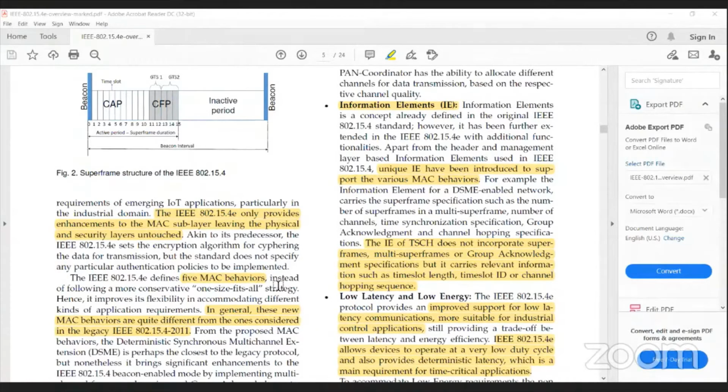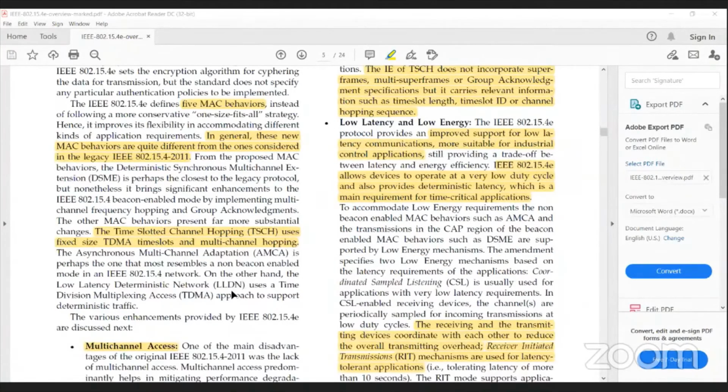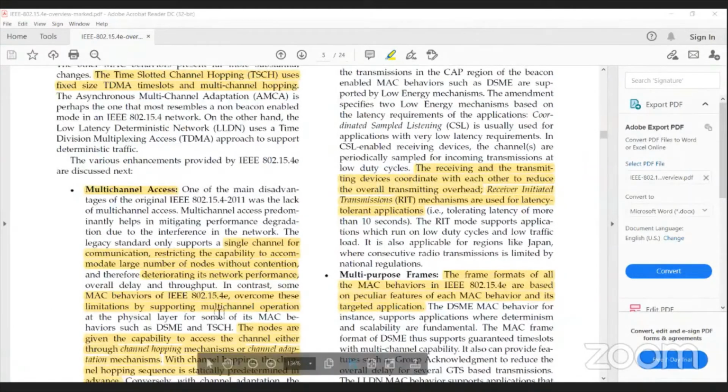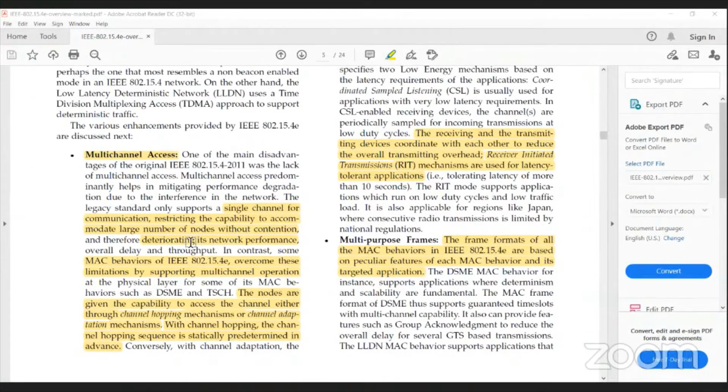15.4e gives you enhancements to that 15.4 and gives you very good performance. 5 MAC behaviors. I'll skip all this because we know several of them now. But these are very important. These bullets are very critical, and let's spend a little time here. One is multi-channel access. Okay, this is something outstanding and something that is unmatched with what 15.4 gave you.